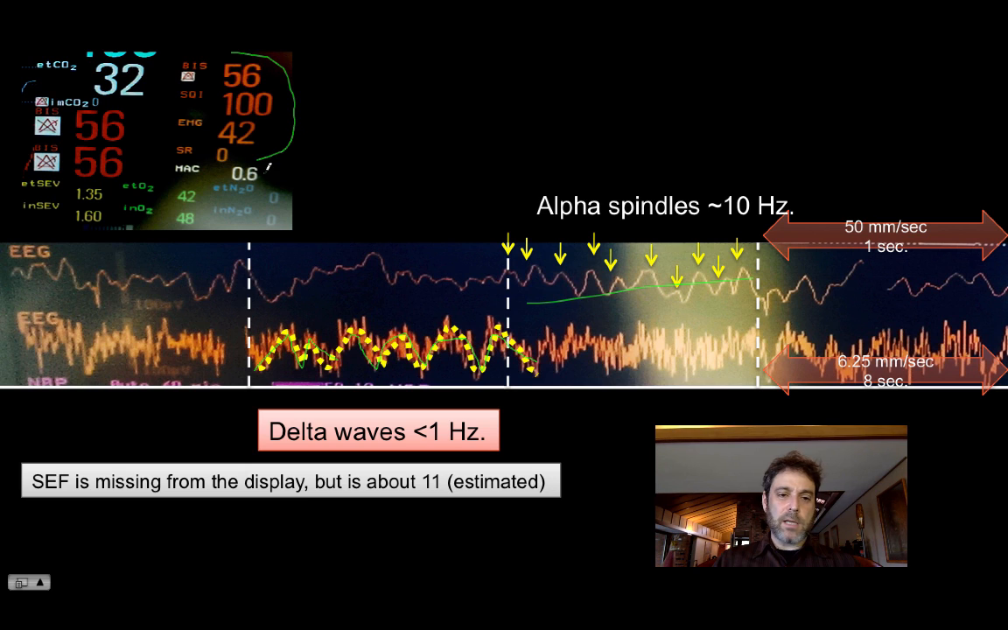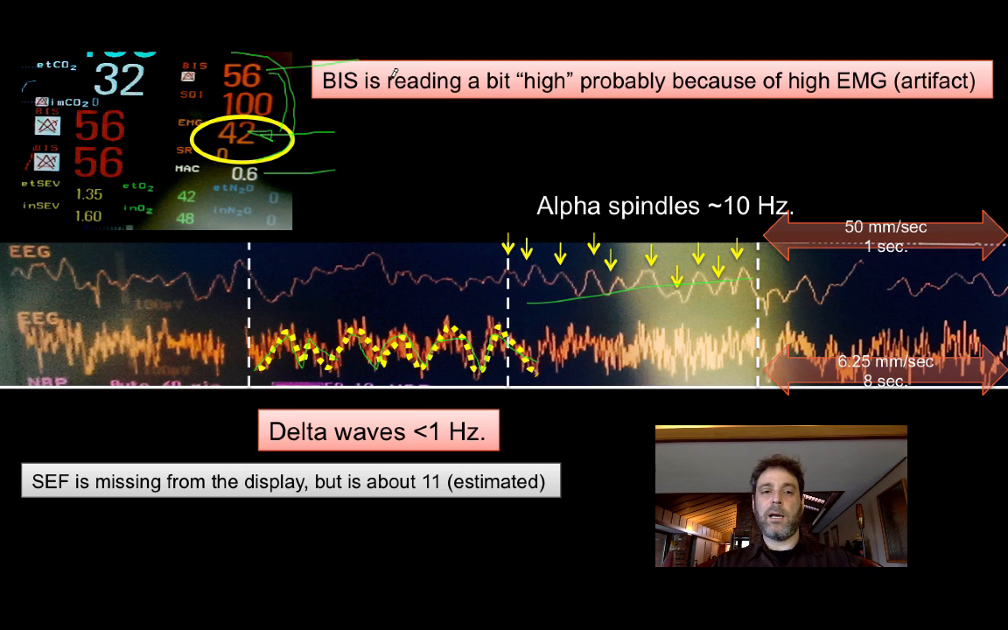We're at 0.6 age-adjusted MAC. Everything else looked good, our clinical context. So I would say that regardless of this high BIS number, this is consistent with adequate general anesthesia. What I've outlined here is the EMG of 42. The BIS is very affected by muscle activity or by muscle artifact. I think there's some muscle artifact here which is artificially raising the BIS value. So that probably accounts for this unexpectedly high BIS value.